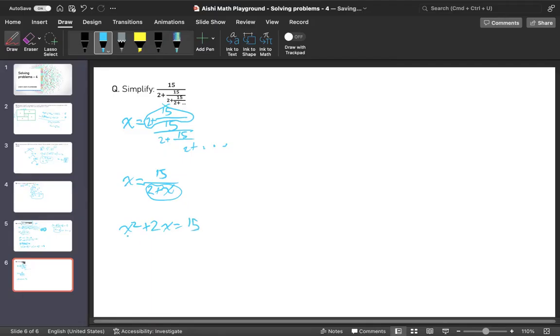So if x is 1, then it would be 1 plus 2, which is, as we all know, definitely not 15. And then if x is 2, we get 4 plus 8, which is pretty close, but not 15. Now if we have x is equal to 3, we get 9 plus 6, which is 15. So x is equal to 3. No need to solve it all.